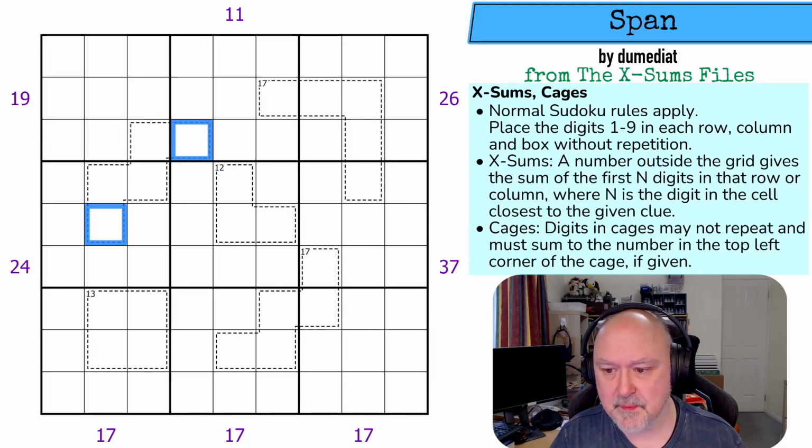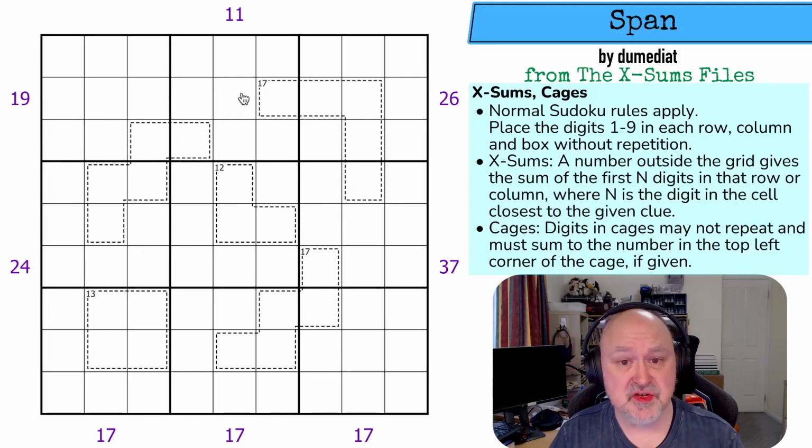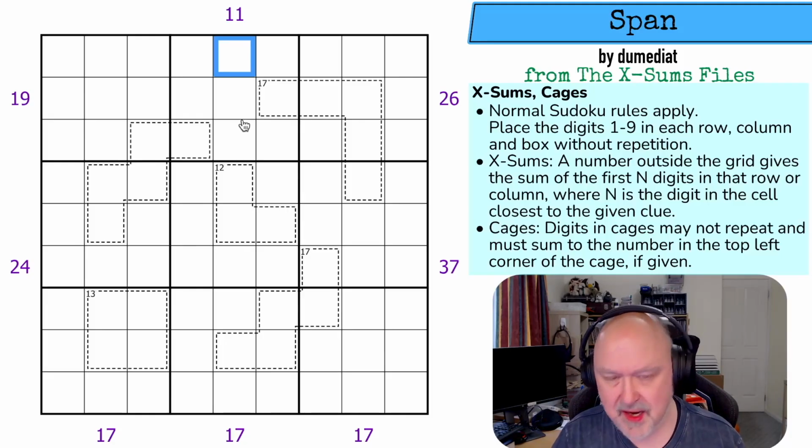I'm going to restart the puzzle, to restart my timer. Let's give this a shot. So let's do the normal thing. What can these X-sum clues be? Now, no clue can be a 1 unless it's a 1 clue. You can do 11 in 2. You can do it in 3. You can't do it in 4.